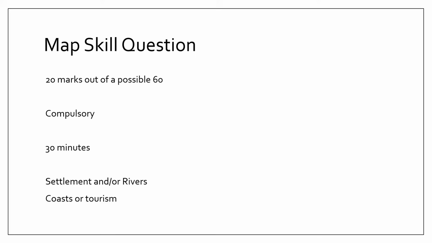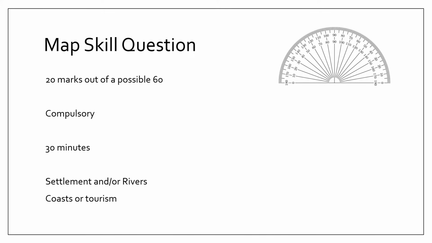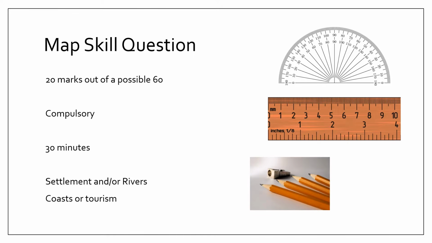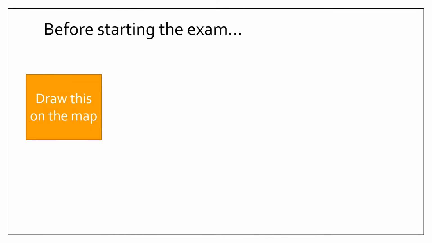It's compulsory. I would advise you to spend about 30 minutes on this. Primarily the questions are based on settlements and rivers, but it can ask topics from coasts and tourism as well. It's really important you have a protractor with you, a ruler, a pencil, a sharpener and a rubber when answering these questions. Now, before starting the exam, there's several things that you need to do.